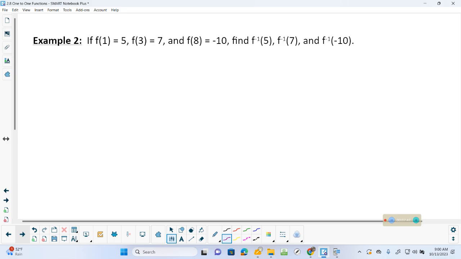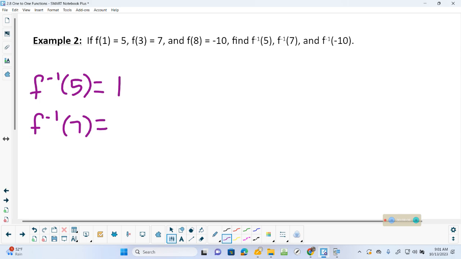All right, example 2. If f of 1 is 5, f of 3 is 7, f of 8 is 10, find f inverse of 5. Easy. Okay, f inverse of 5. What do you think? 1. They just switch. Okay, f inverse then of 7 is 3. F inverse of 10 is 8. So the x and y's just switch locations. That's as wild as it gets.